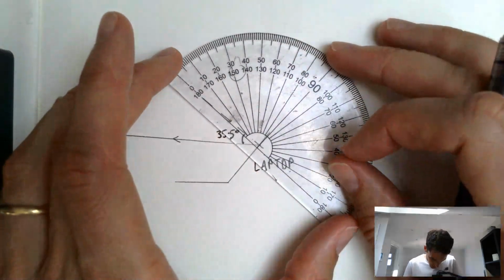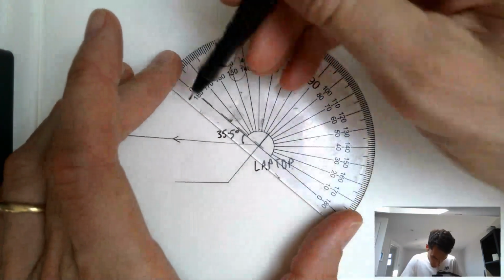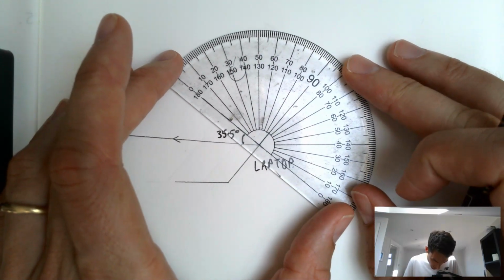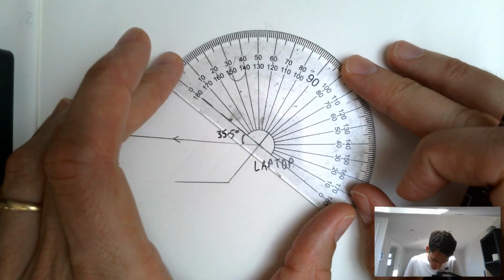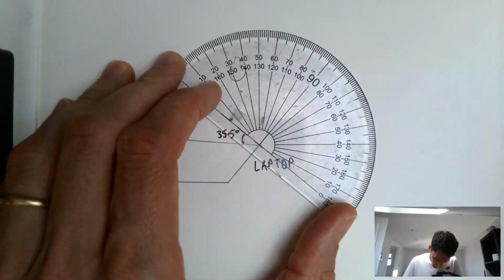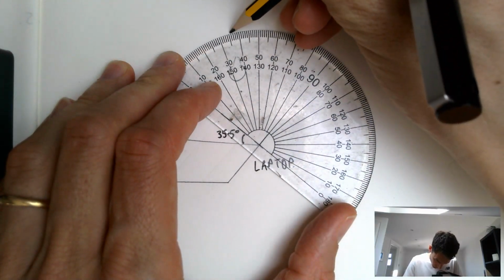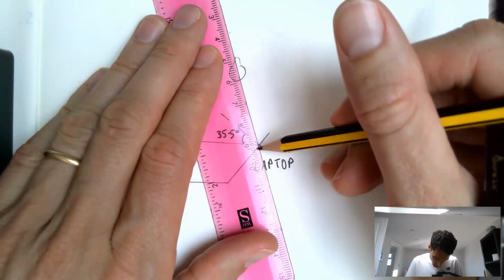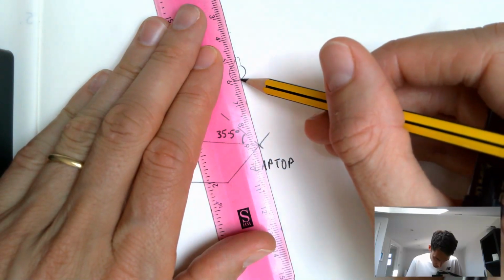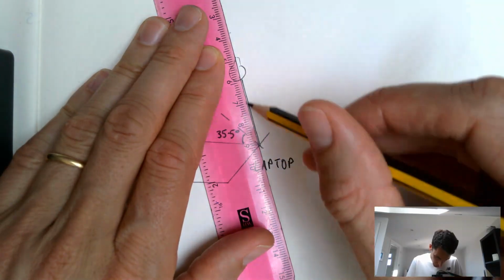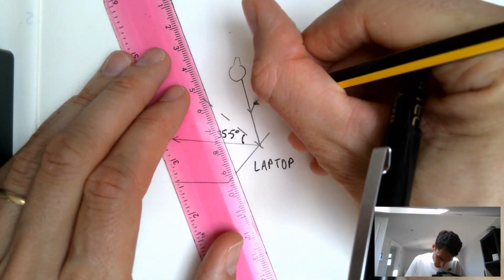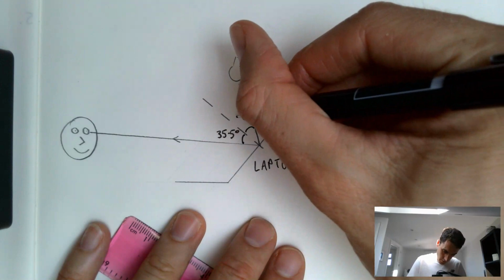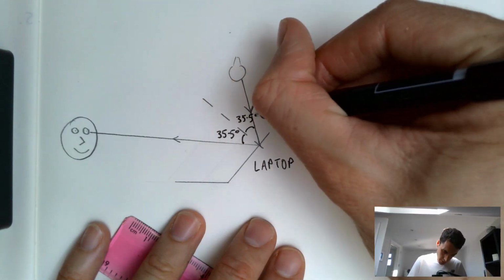Now if I then go like this, I'm going to show them again, I'm putting the bottom of the protractor along the normal line. So I'm going like this, getting it all nice and lined up. 35.5 is about there. And then I can draw my diagram to show that. And this works pretty well. Here's the light from my light bulb coming in to the laptop like this, and then it comes off at the same angle and therefore reflects into the person's eye.